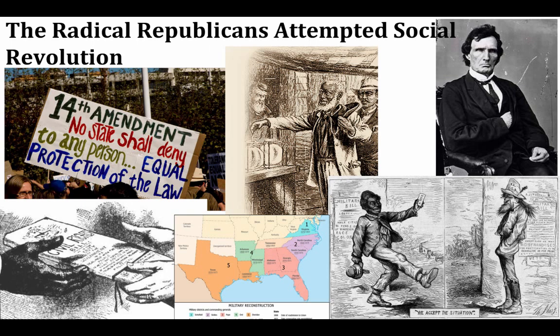Now, one wing of the Republican Party are known as the Radical Republicans, and they are led by Charles Sumner, who's not pictured here, and Thaddeus Stevens, who is pictured here in the top right. And Thaddeus Stevens, his main objective is to destroy the Southern elite.